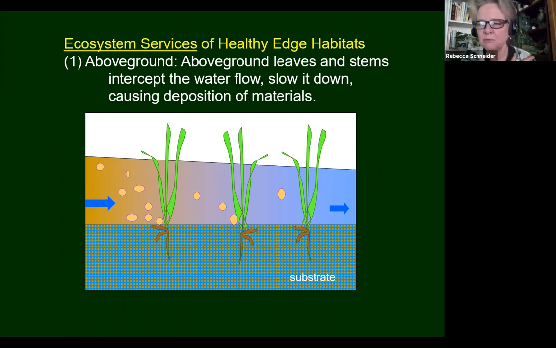And I think of them in terms of above ground, the above ground foliage of streamside vegetation, and then the below ground roots and ecosystems below ground and what they do for us. So we'll start with the above ground vegetation. When the water levels rise and flood the banks and go over the shoreline and the stream sides, the leaves and stems intercept the water, they slow it down, and they cause materials to deposit out. In this schematic, I'm showing sediment depositing out and cleaner water passing through.